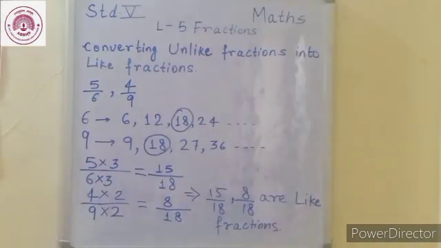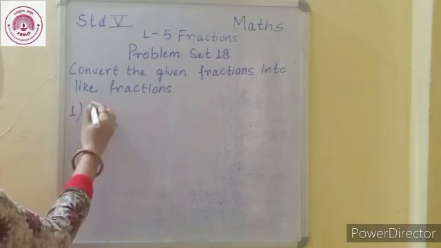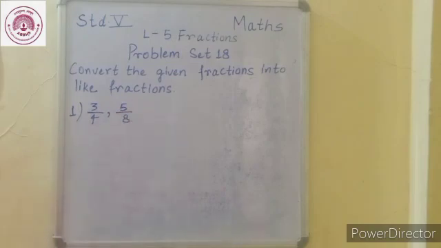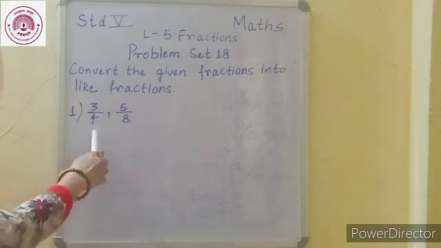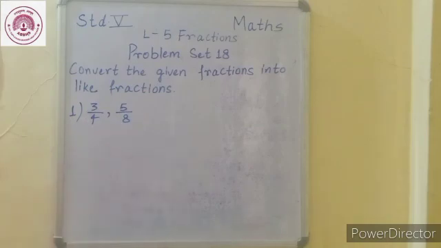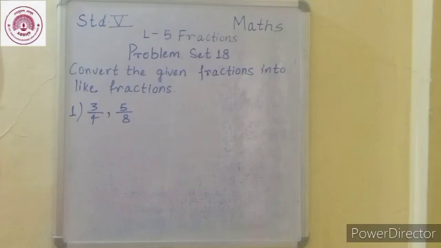Now come to problem set 18 of your textbook on page number 24. Question is, convert the given fractions into like fractions. Come to the first part, that is 3 by 4 and 5 by 8. We are given these two fractions. As you can see, these are having different denominators and we have to convert these fractions into like fractions. For that, we have to make the denominators same.